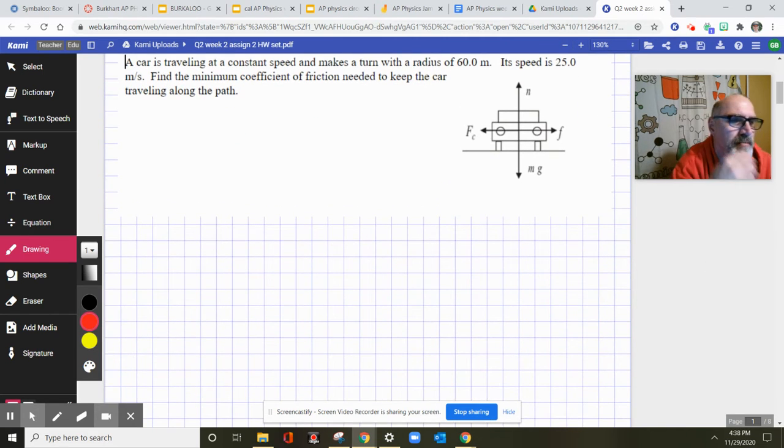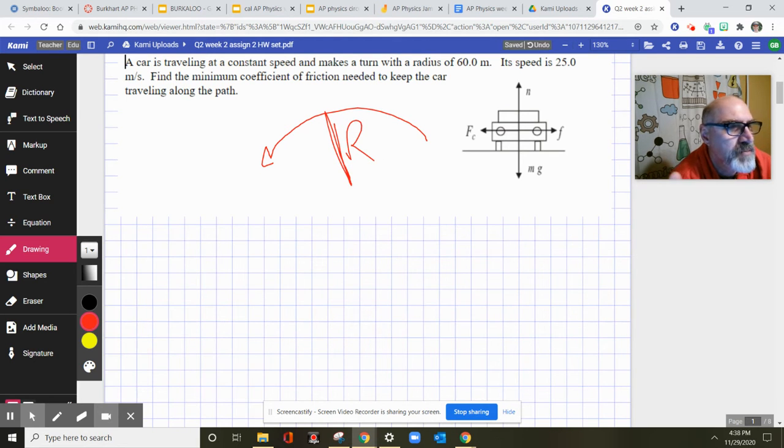Now here's a tricky problem that some people had a problem with. The car is traveling at a constant speed and makes a turn. So basically from the top view, the car is turning like this, right? And the radius of the turn is 60 meters, and its speed is 25. The minimum coefficient of friction needed to keep the car traveling along the path.